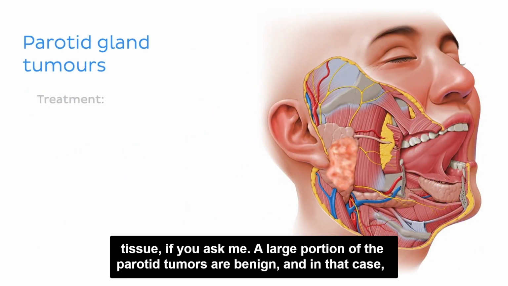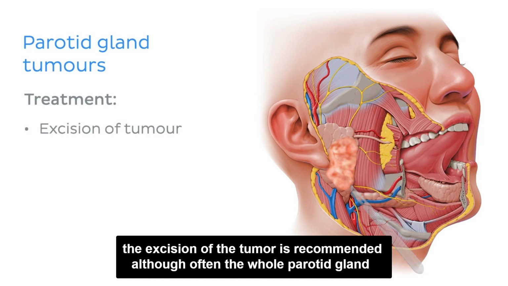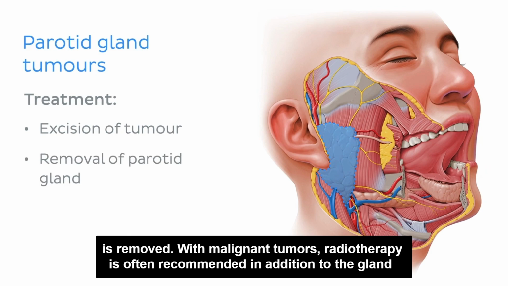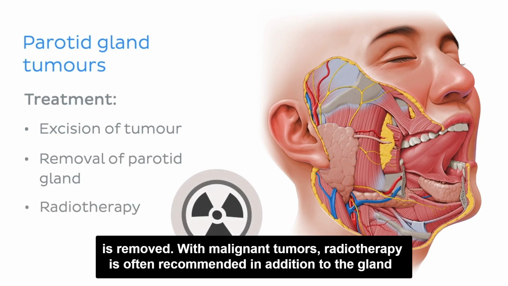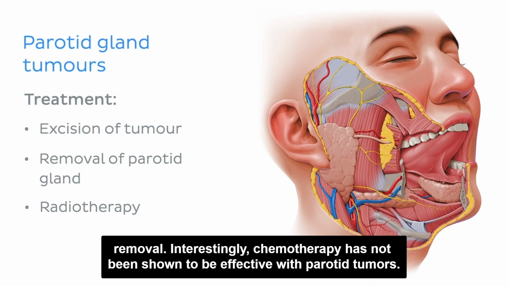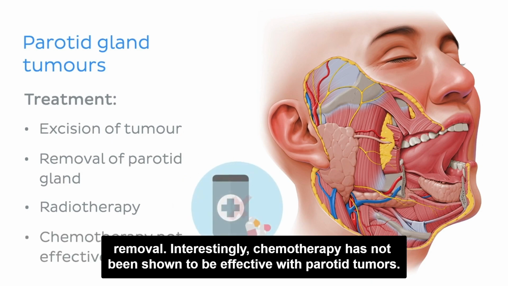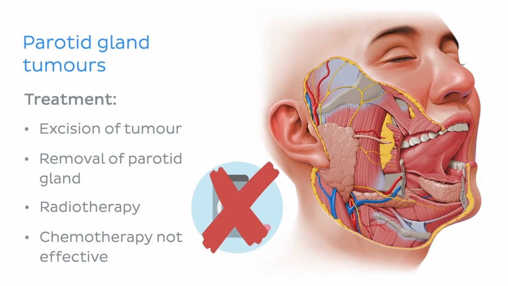A large portion of the parotid tumours are benign, and in that case, the excision of the tumour is recommended, although often the whole parotid gland is removed. With malignant tumours, radiotherapy is often recommended, in addition to the gland removal. Interestingly, chemotherapy has not been shown to be effective with parotid tumours.